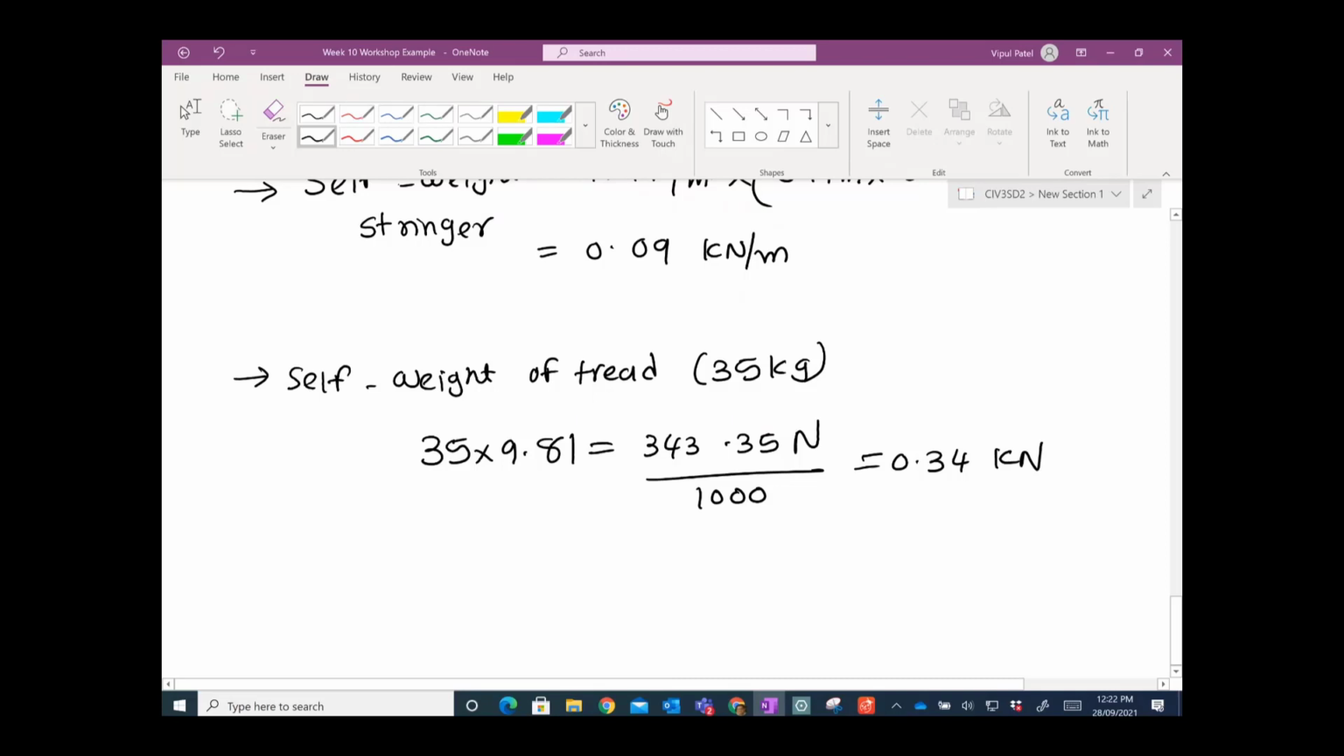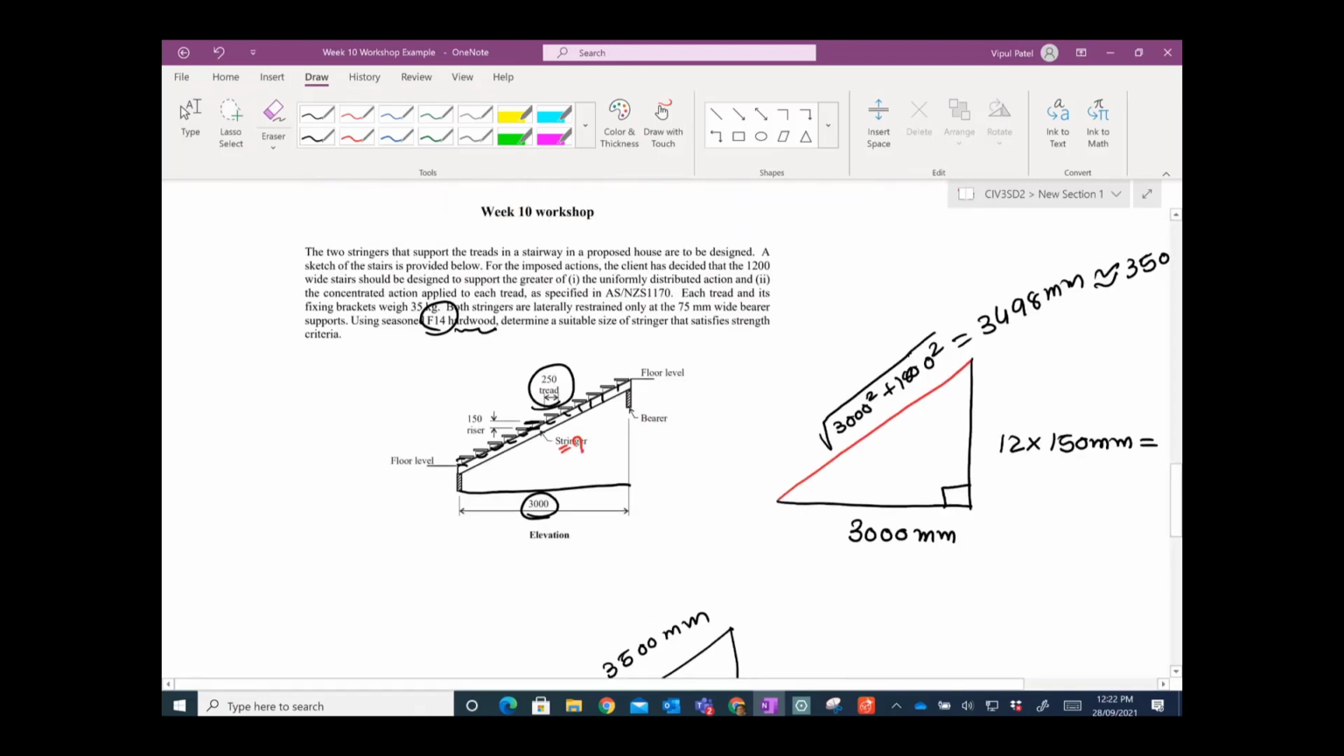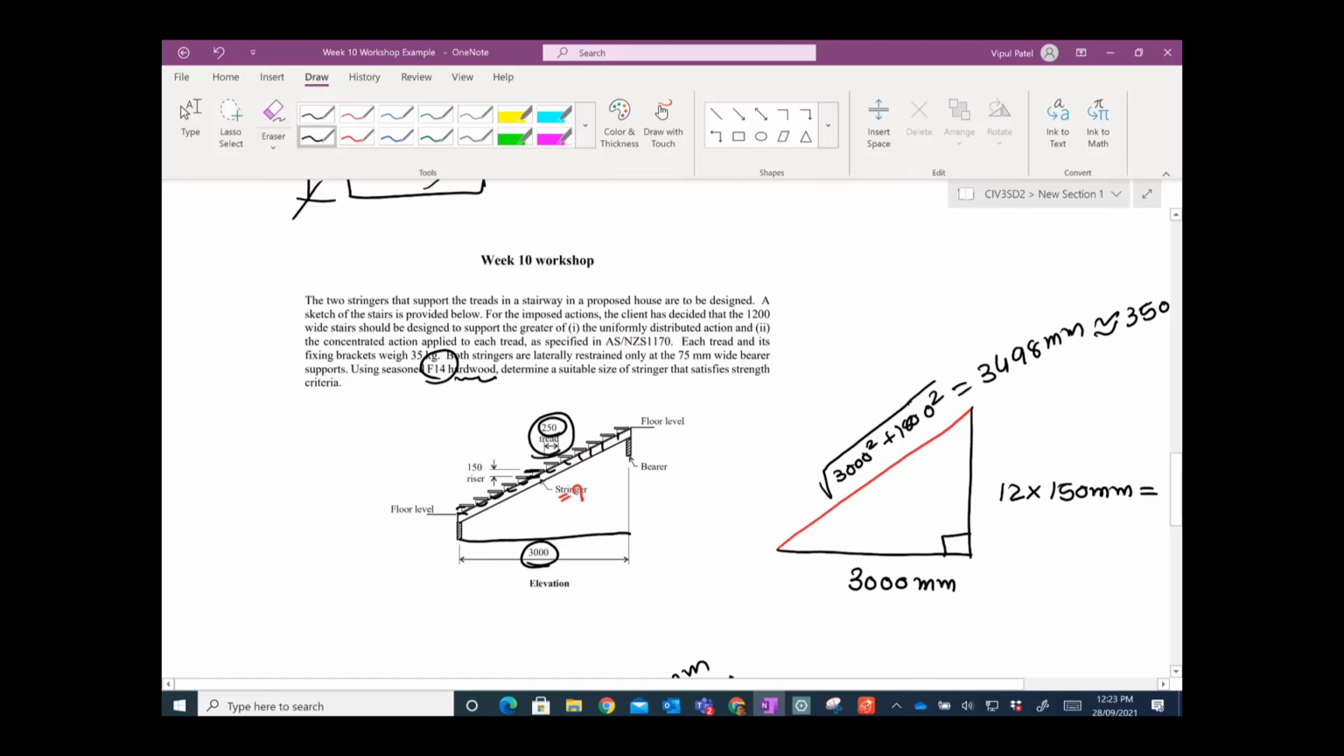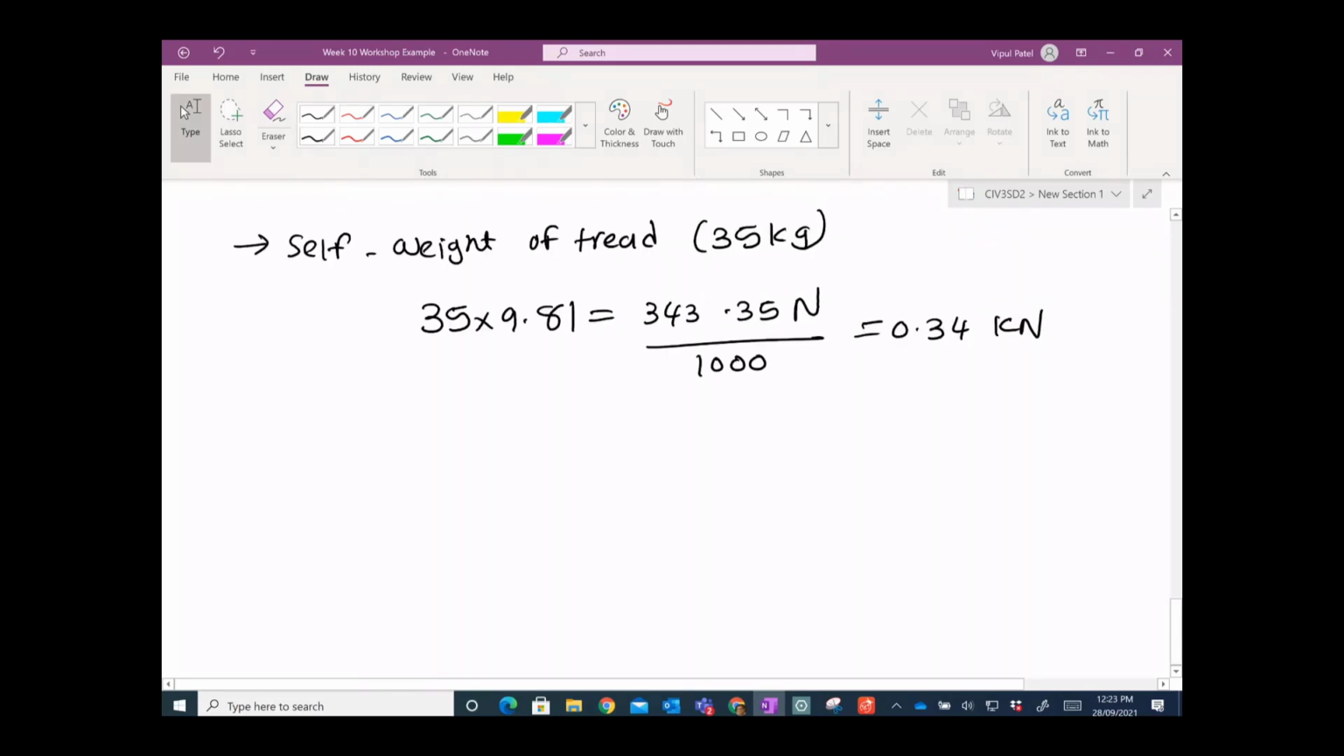Now we need to get it in kilonewton per meter. In that case, we just need to divide by the width, 0.25, because I think they are 250 millimeters wide. So UDL load is equal to 0.34 kilonewtons over 0.25 meter wide. 0.34 over 0.25, you get 1.36 kilonewton per meter. Now this is the weight of the one thread, sorry.